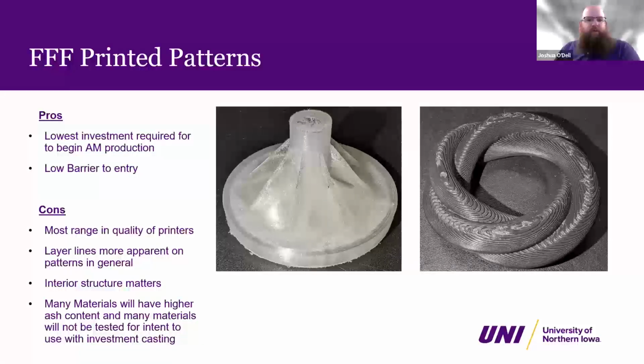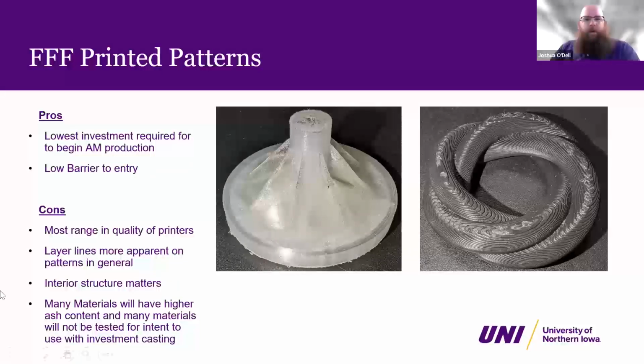Layer lines tend to be more visible in fused filament patterns, like the one on the right there. You can definitely see the large layer lines on here. And they're going to show up in your casting as well. Interior structures I talked about before, but they're going to affect how strong our pattern is, how much ash is going to be remaining. And the biggest downside, I think, is there's so many materials on the market, and a lot of them aren't going to be tested for their ash content. There is some pattern material available that's made specifically for investment casting. That's what we tend to use here when we're doing fused filament patterns for investment casting.